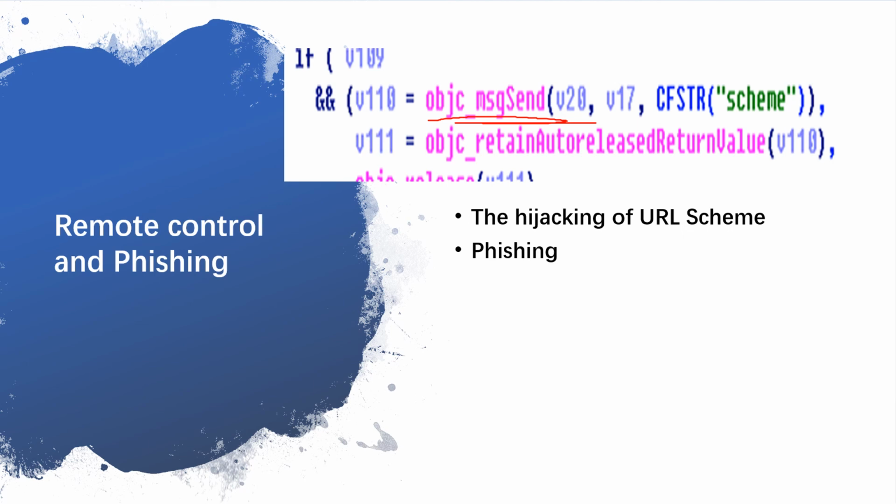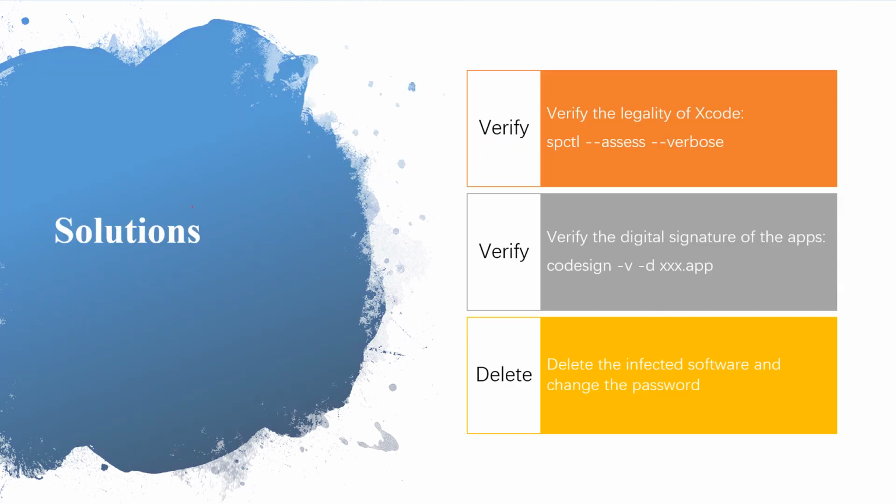And the attacker can also do phishing, but phishing is completely based on the privacy upload and the URL scheme hijacking. Because phishing requires the use of some private information or the use of URL scheme hijacking for remote pop-ups. These are the main attack methods of XcodeGhost.